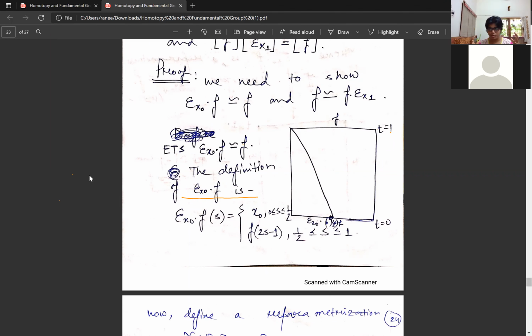So this is the intuition behind it: first I'm sitting half of the time at x naught and half of the time I'm traversing f, but at the end my aim is to traverse just throughout f without sitting at x naught even for a second, right? So how to do this?